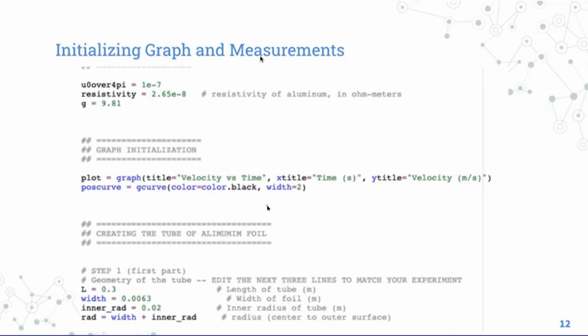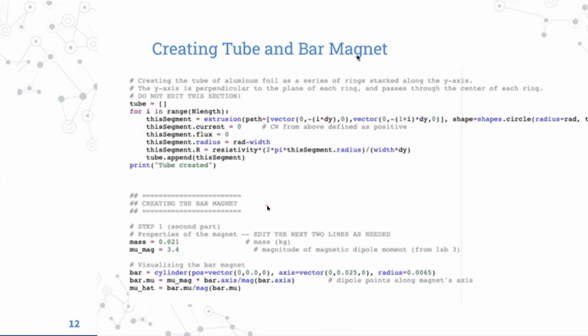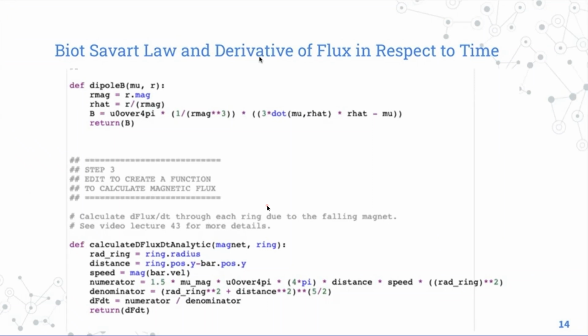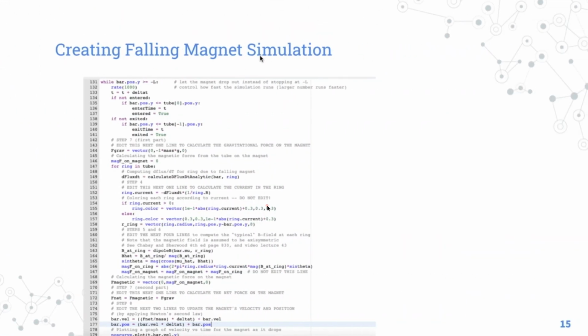All right, so now the coding section. The first thing I did was initialize the graph and some basic measurements of the magnet and tube. From there, I created the tube and the magnet. And then after that, I made a program that uses a version of the Biot-Savart law, and then another one that takes the derivative of the flux to get the current and forces. And then this is the code for the simulation.